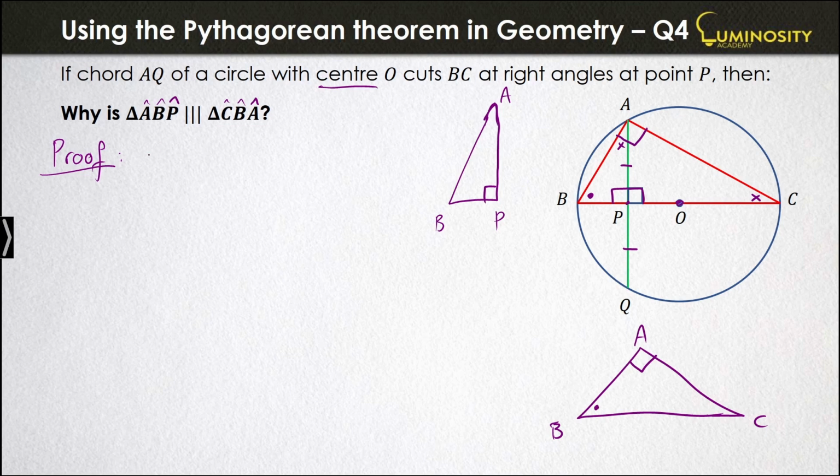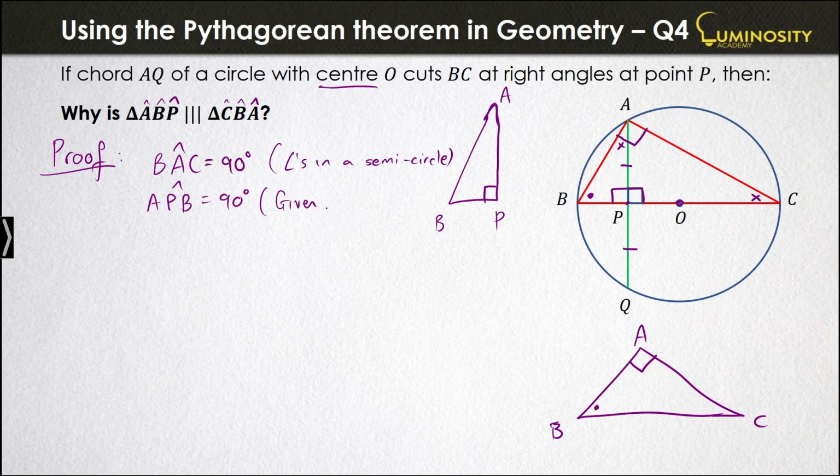Okay, so first of all, we have that angle BAC equals 90 degrees, right? And that again, reason is angles in a semicircle. Okay, and then we also have that angle APB equals 90 degrees because we were given that AP is perpendicular to BC, okay? Cuts at right angles. That's what that means. So therefore, angle BAC is equal to angle APB, right? And that's exactly what we wanted, right? This angle P equals that angle A there.